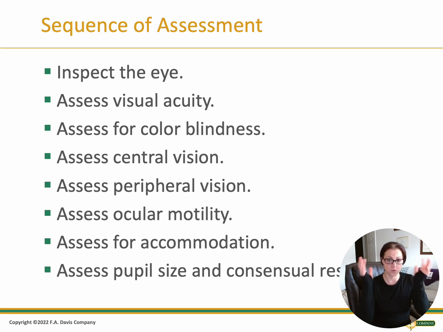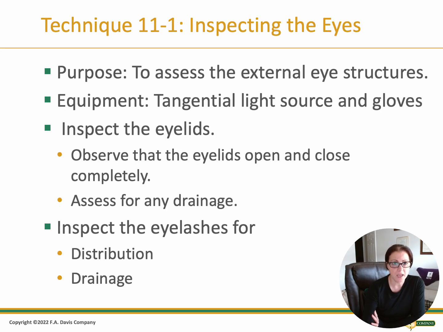There's peripheral visual field assessment, ocular mobility. You can use an H, a star, to assess how well their eyes move. Accommodation is having them focus on an object and then using a light source to assess for pupil dilation and consensual relation.